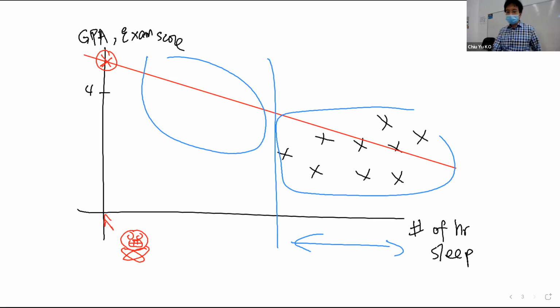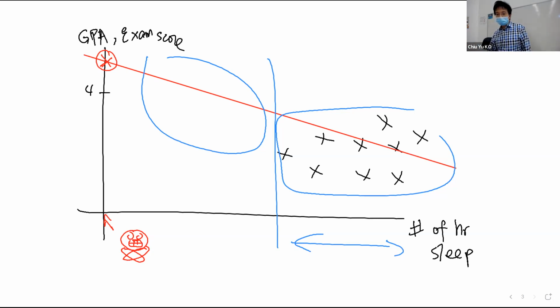Is that clear? Why is A important? How do we interpret A? A is only meaningful where X is nearby 0. Otherwise, you don't want to put too much weight on it.